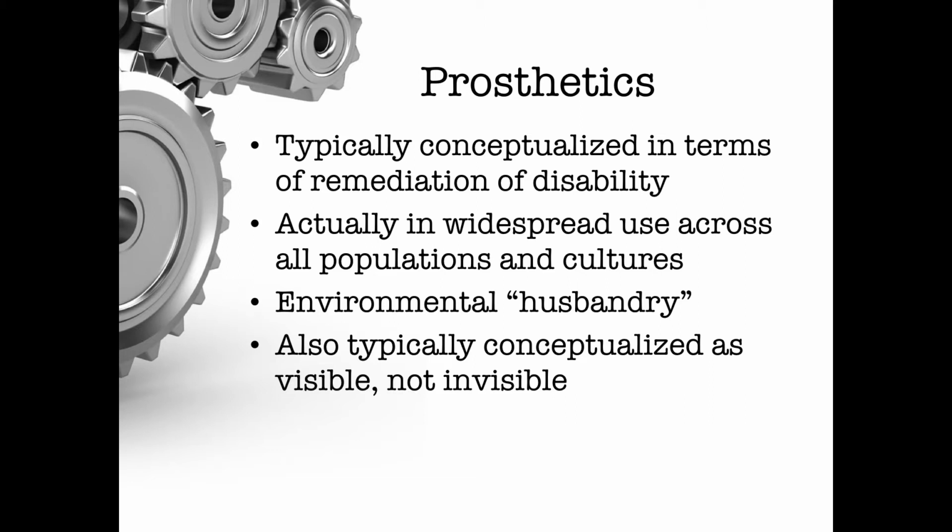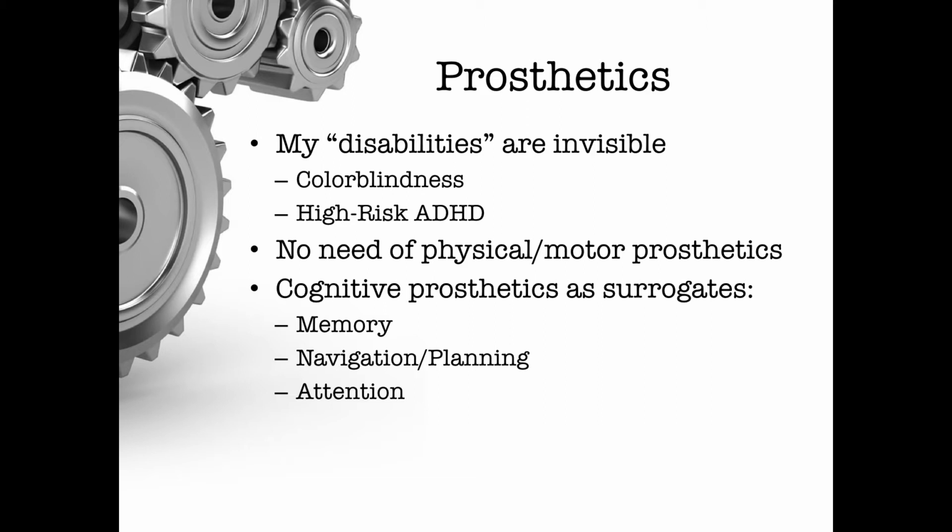They're also typically conceptualized as visible, not invisible, in terms of prosthetics. So sometimes there are some that are simply so pervasive or widespread that we don't even think of them as prosthetics, such as glasses or shoes. So I'm lucky in that my quote-unquote disabilities are invisible, which is just colorblindness and high-risk ADHD. So the world's smallest violin plays for my disabilities.